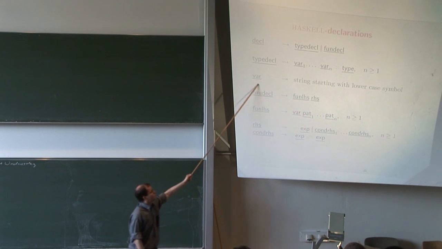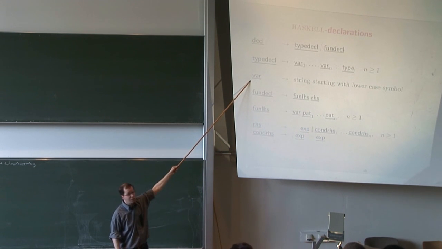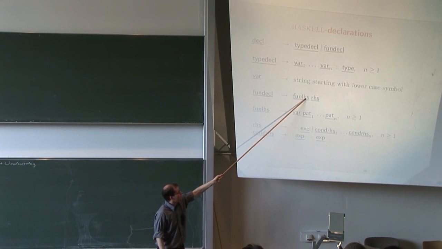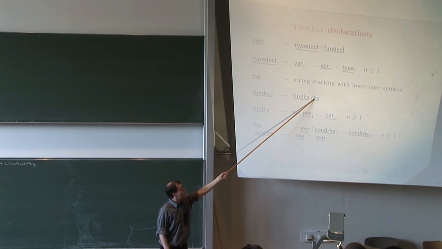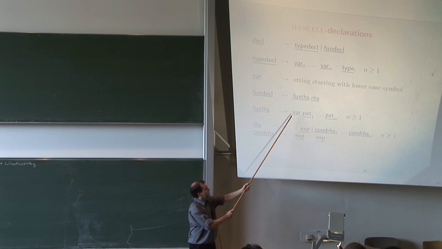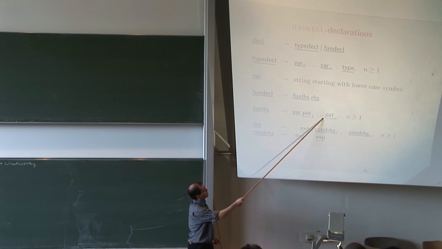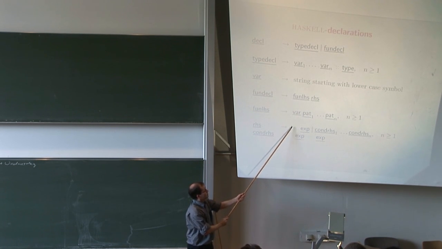And a variable in Haskell is simply a string starting with a lowercase symbol. What is a function declaration? A function declaration is the left-hand side of a function and the right-hand side of a function declaration. Left-hand side simply says, this is the name of the function, and these are the arguments of the function. And the right-hand side says, equality sign, and then the expression, which should be the result. So, for example, square of x equals x times x.